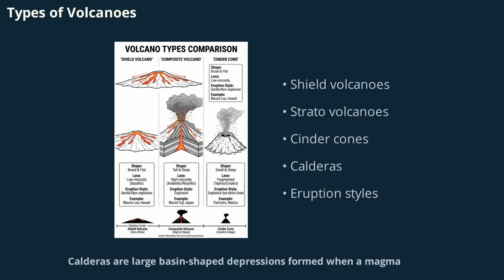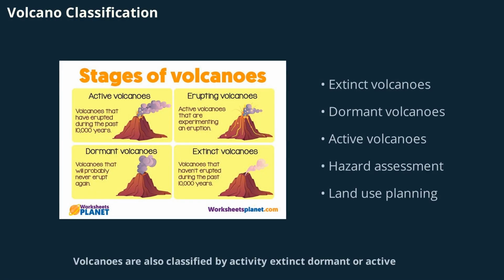Calderas are large basin-shaped depressions formed when a magma chamber drains and the cone collapses inward. Volcanoes are also classified by activity: extinct, dormant, or active. Extinct volcanoes are unlikely to erupt again, like Mount Zukwala in Ethiopia.